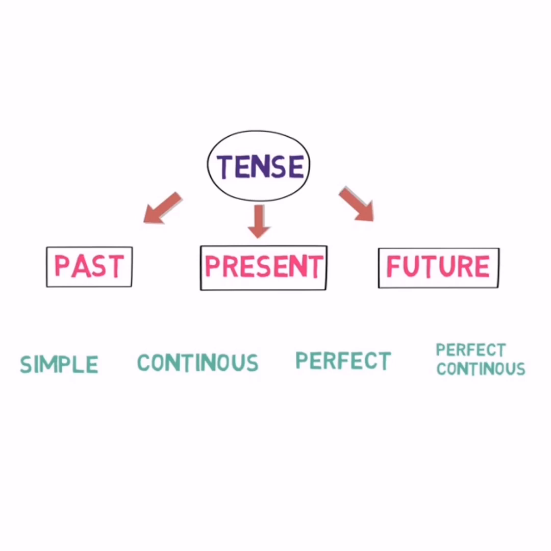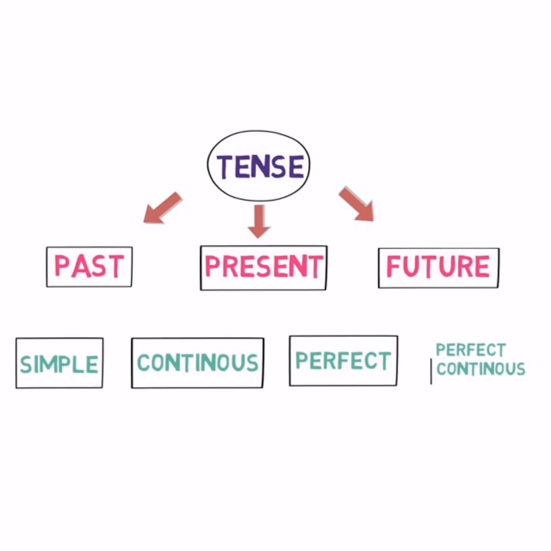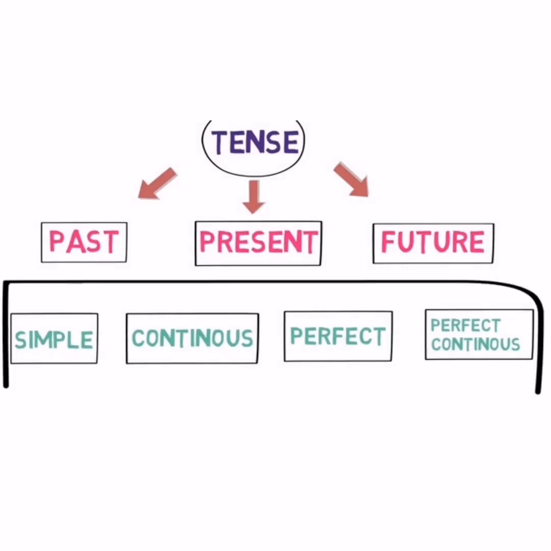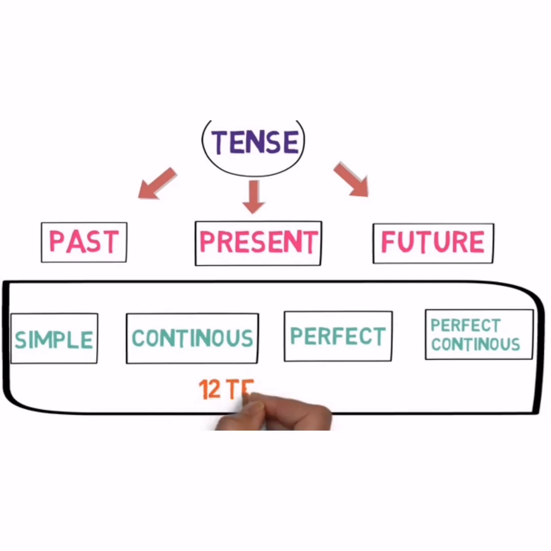In the past tense, it will be simple past tense, past continuous tense, past perfect tense and past perfect continuous tense. The same with the present tense, it will be simple present tense, present continuous tense, present perfect tense and present perfect continuous tense. With the same in future tense, it will be simple future tense, future continuous tense, future perfect tense and future perfect continuous tense. Binding them all become 12 siblings. Yes? So we are going to learn each of them one by one.